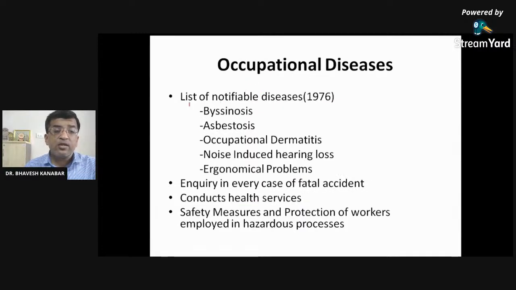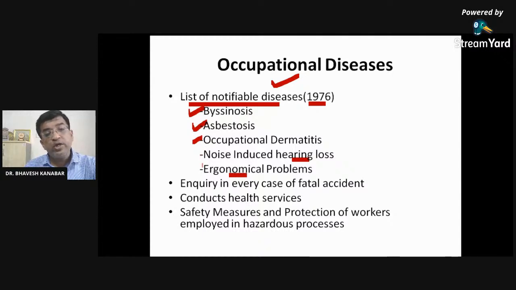There is a list of notifiable diseases under the Notifiable Act 1976. So the occupational diseases which are notifiable, which should be notified to the health authority, are byssinosis, asbestosis, occupational dermatitis, noise induced hearing loss, right, and ergonomic problems. All these occupational diseases should be notified to the proper health authority.